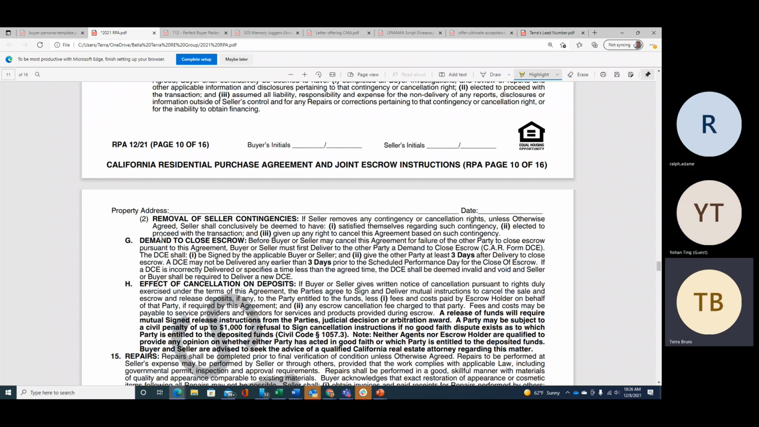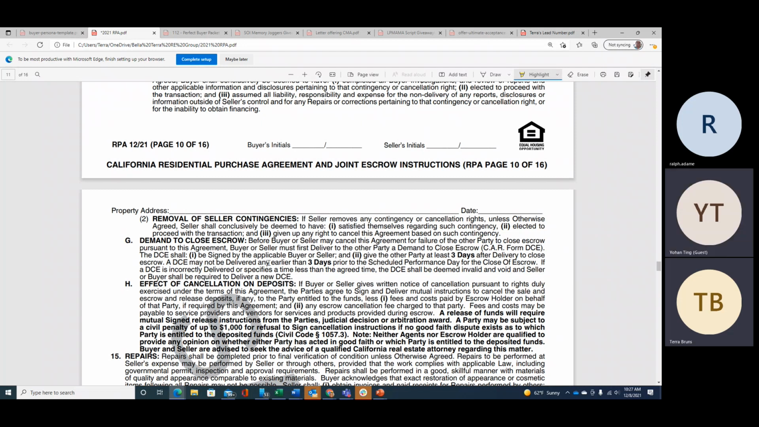Demand to close escrow. Before buyer or seller may cancel this agreement for failure of the other party to close escrow pursuant to this agreement, buyer or seller must first deliver to the other party a demand to close escrow, DCE. You don't use a notice to seller to perform. You don't use a notice to buyer to perform. There's a specific document called the demand to close escrow. The DCE shall be signed by the applicable buyer or seller and give the other party at least 3 days after delivery to close escrow.